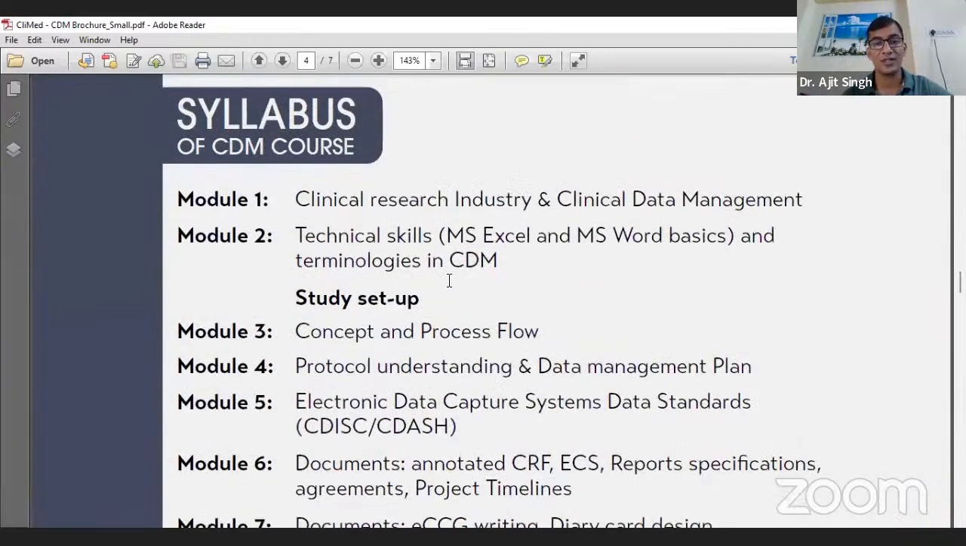So look at the syllabus: clinical research industry, clinical data management, including your special technical skills. I requested our experts and resource persons to include these things, where people should get the basics to learn first, because these are important. MS Excel and MS Word basics are important to learn CDM. These are an integral part of CDM, MS Excel and MS Word. So you all should learn these things.